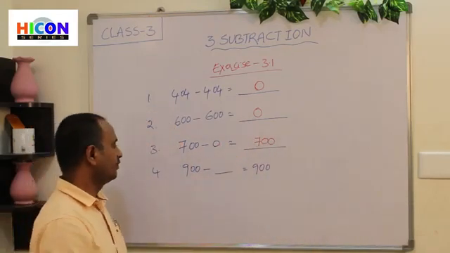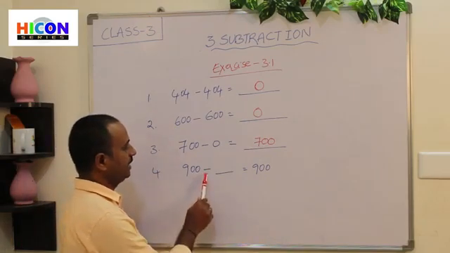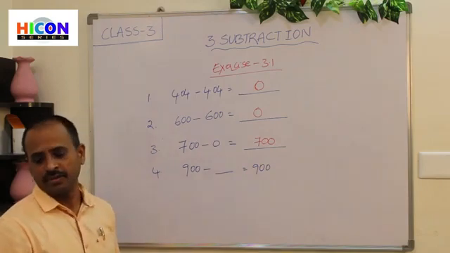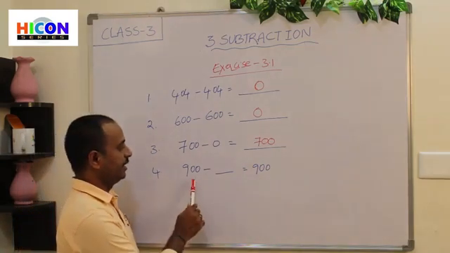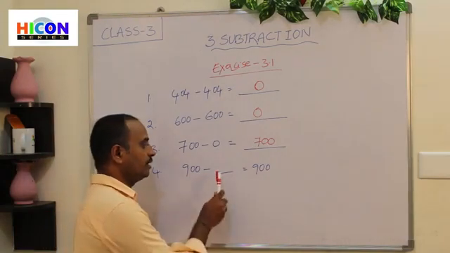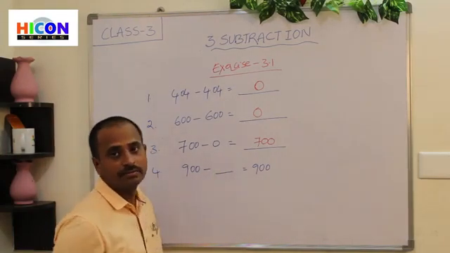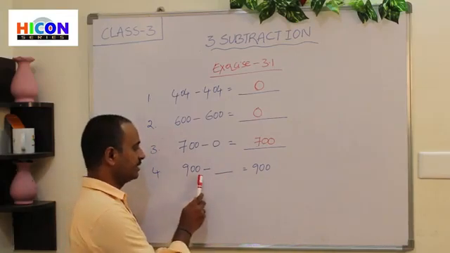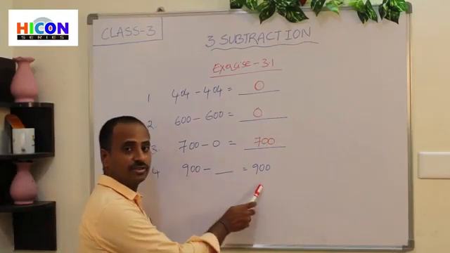Now children, see the fourth problem. 900 minus a dash is equal to 900. What number do we have to write in the blank? Here the answer is 900, the same as the number we started with.